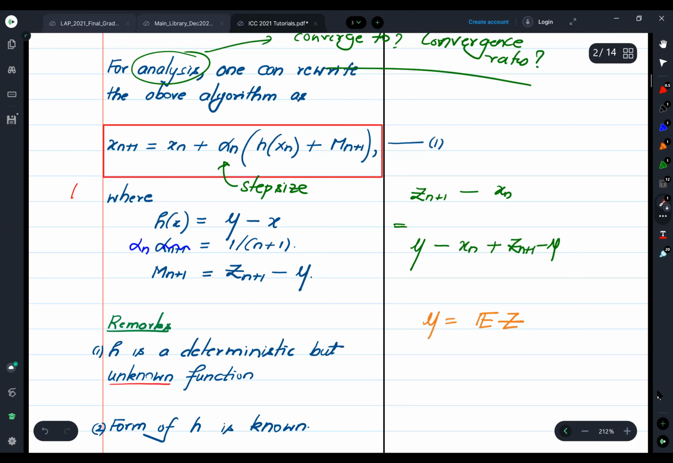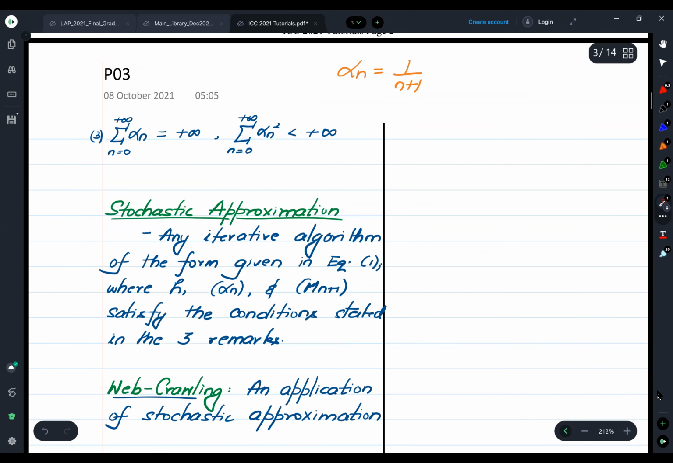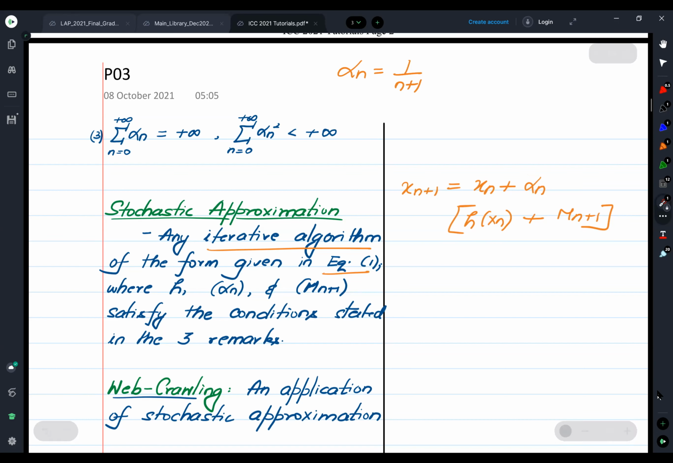Right? So now one can ask, what is stochastic approximation? Well, a short answer is that any iterative algorithm that has the form that is given in equation 1, which I'm just rewriting over here, where your step size alpha and this function h and the sequence mn plus 1 satisfy some of the properties that we saw above. So such an iterative algorithm is what is a stochastic approximation algorithm.